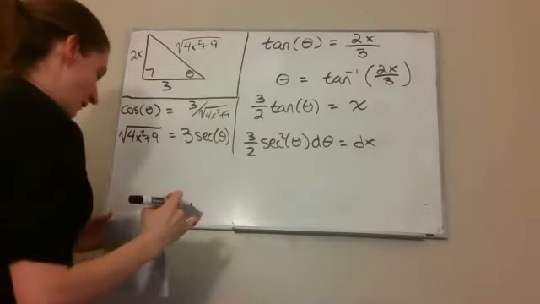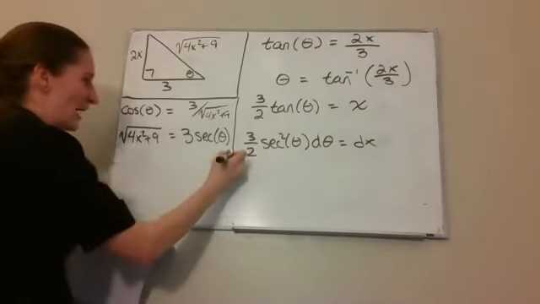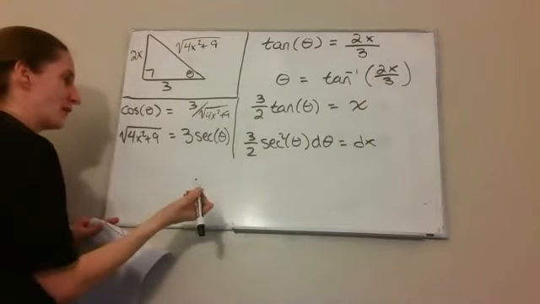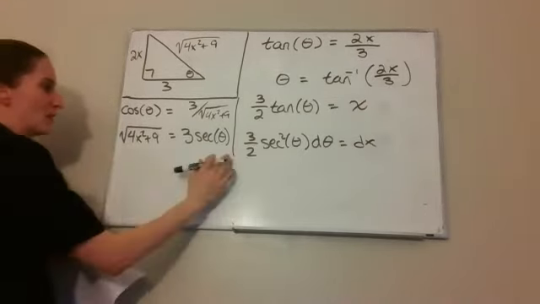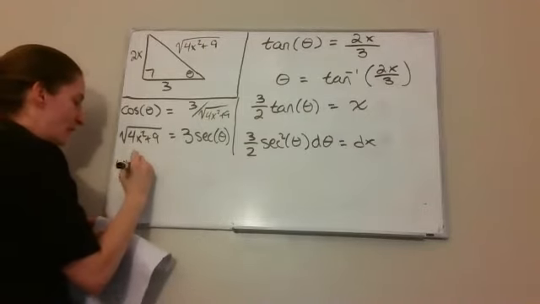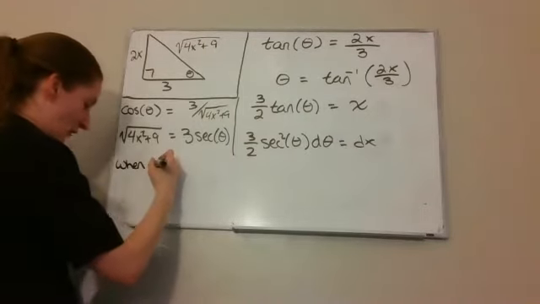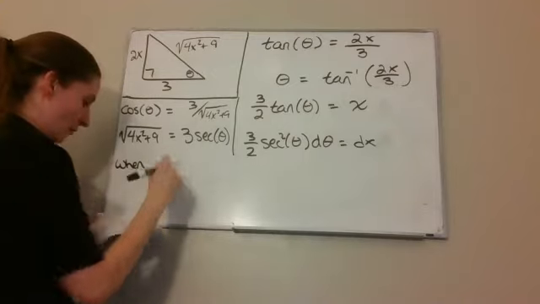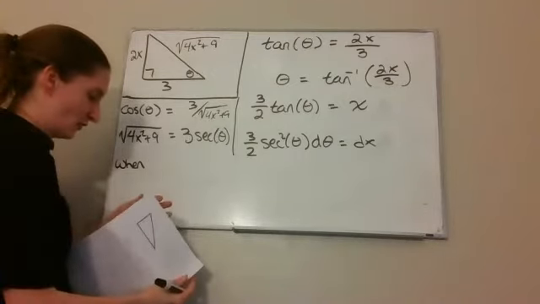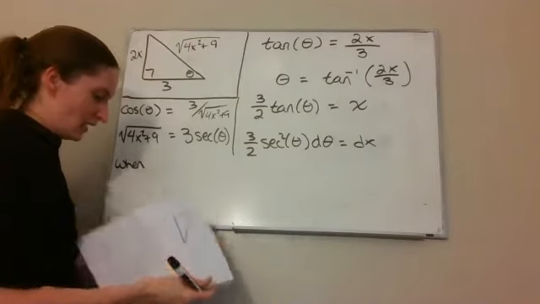At that point, we also need to change our bounds. We have a definite integral on this problem, so let's change our bounds of integration. Our first bound was x equals 0, I believe. Let me double check before I write that down. Yes.